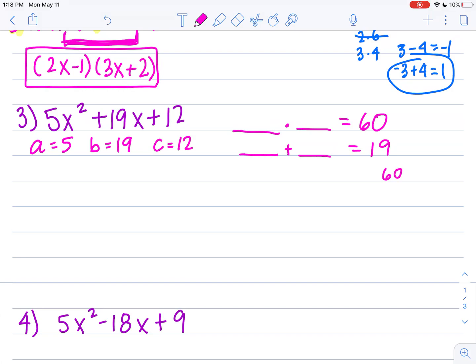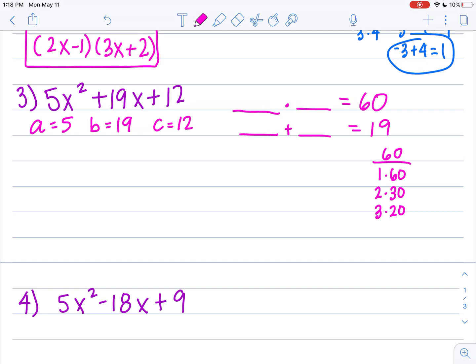Okay, so what multiplies to 60? We have to find the factors of 60. 1 times 60, 2 times 30, 3 times 20. If you don't know, you put it in your calculator. 60 divided by 2, 60 divided by 3, 60 divided by 4, 60 divided by 5, 60 divided by 6. It doesn't divide into 7, 8, or 9. And then again, when you get to 10, you're like, okay, it's 10 times 6, 12 times 5, 15 times 4. You don't have to go past 10. So you know that's your stopping point.